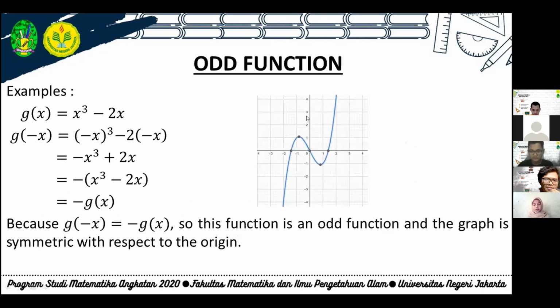This is an example of an odd function. We have the function g(x) equals x cubed minus 2x. To check whether this is an odd function, we substitute minus x into the function. g(minus x) equals minus x cubed minus 2 times minus x.